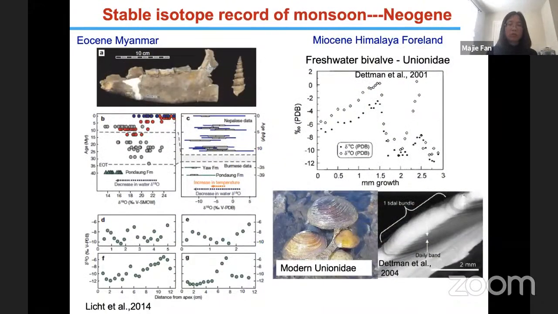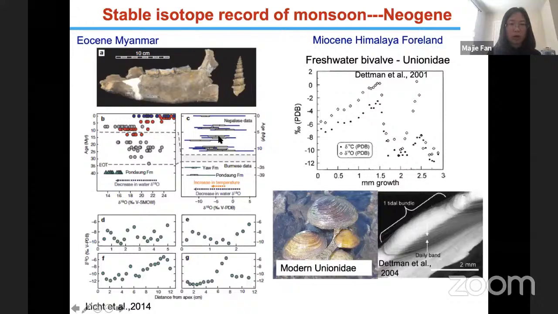So the stable isotope record has been used to reconstruct monsoon in Neogene time, and Alexis has also pushed this record back to the Eocene in Myanmar. In his study, he looked into the tooth enamel and also freshwater gastropods. In these two plots, we're looking at the variation of delta O18 value from about 40 million years ago to recent. This plot is for the tooth enamel.